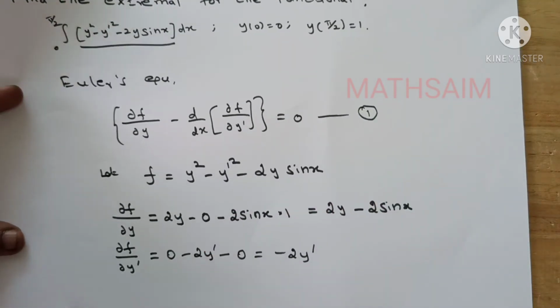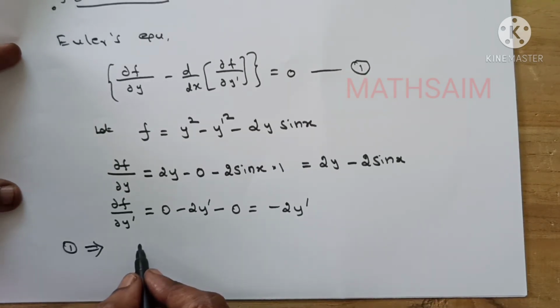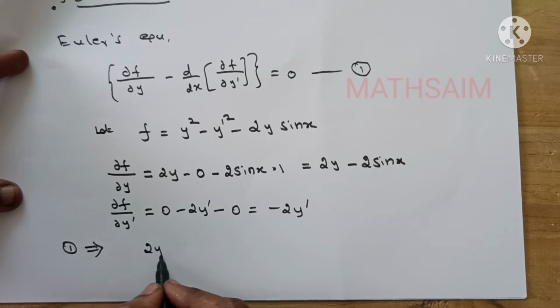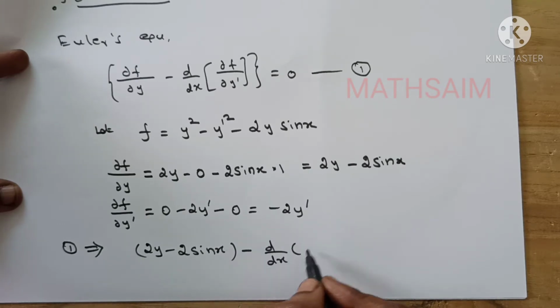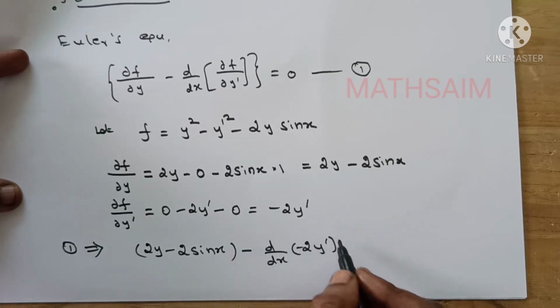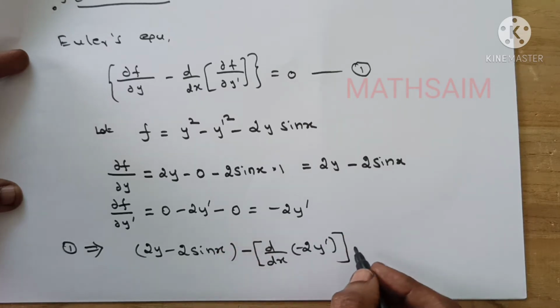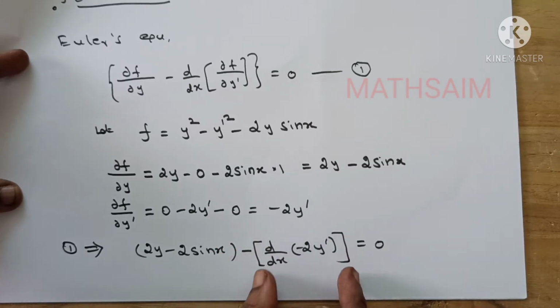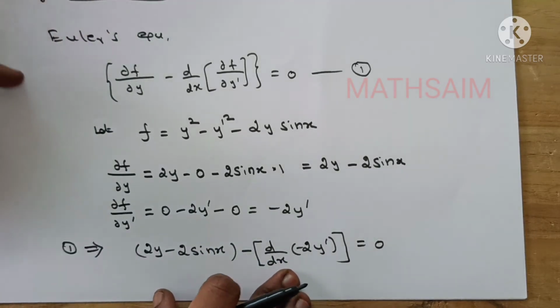Now equation 1 becomes: dou f by dou y is 2y minus 2 sin x, and then minus d by dx of minus 2y dash. This thing you can do early itself, here also you can do, and before this also you can do. Here I am doing it here. In the next problem I will do it there itself. It will be easy only. Wherever you want you can do it. Now this is what?